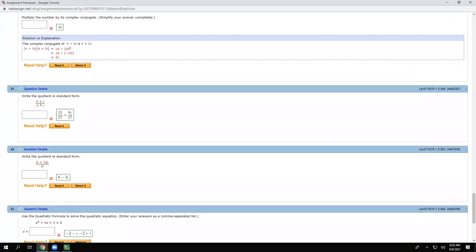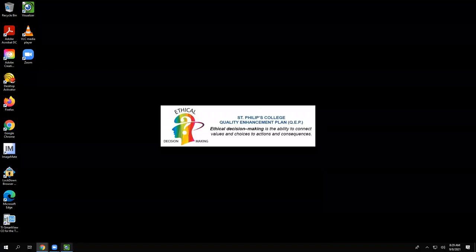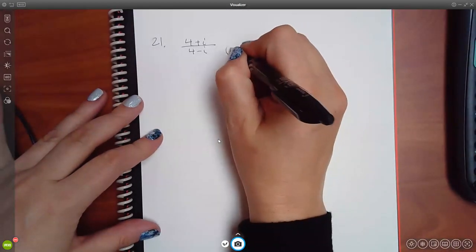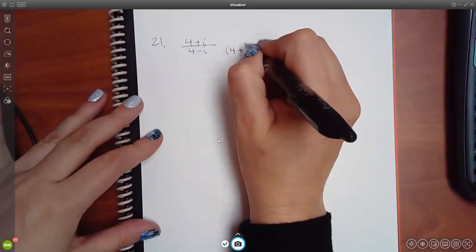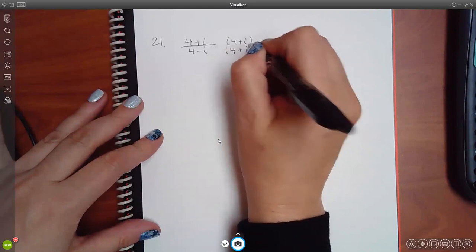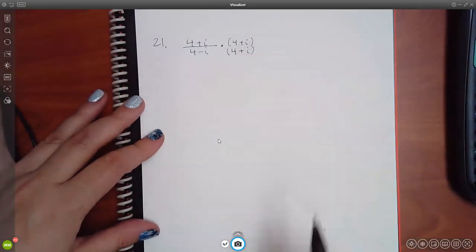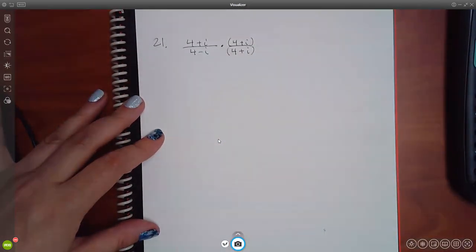21? This one here. Okay, good. Let me write it down and then I'll go over. So what does your brain want to do with that problem? Does anybody know that word? Complex what? Conjugate, there you go. So yes, you multiply by this really weird looking one, right?